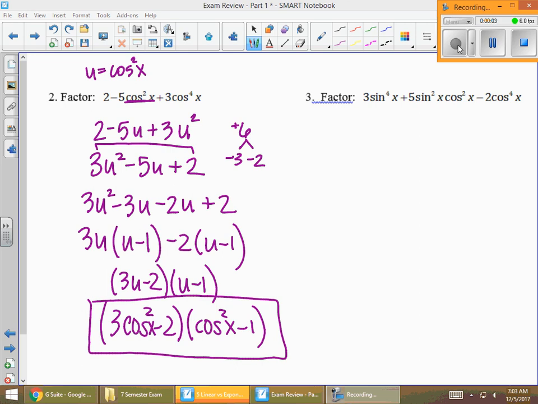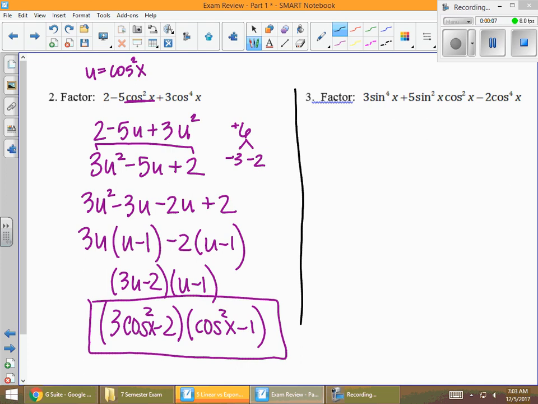All right, another factoring problem here for number 3 under your TrigProofs section. This one looks really nasty. It looks much nastier than it is. There are a couple of tactics you can take. You can absolutely use U substitution like we did on number 2.